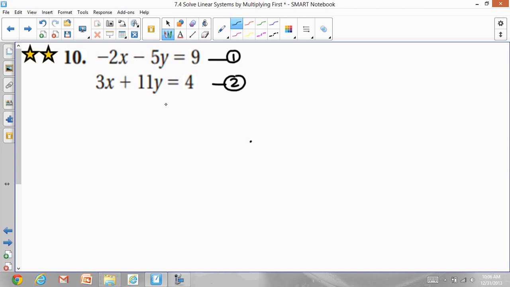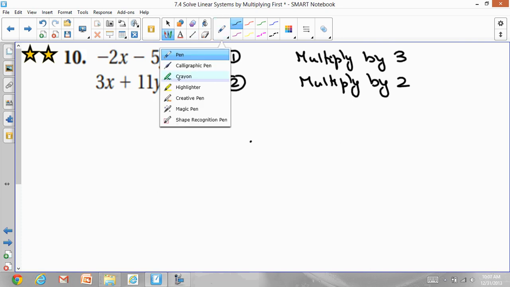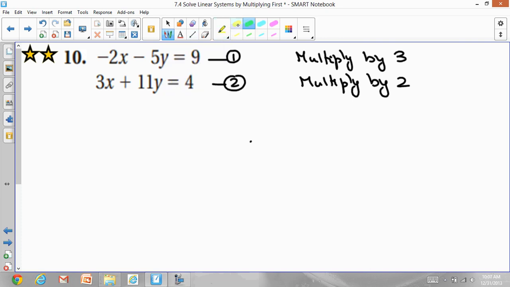So what you're going to do is multiply my first equation by 3. And my second equation, I'm going to multiply by 2. The reason why I'm going to multiply is because of what I'm going to highlight. The second equation, I'm going to multiply by 2, which is coming from here. The first equation, I'm going to multiply by 3, which is going to come from here. So watch what's going to happen.